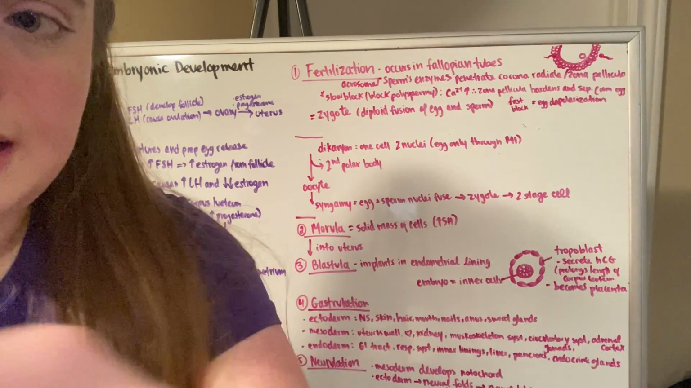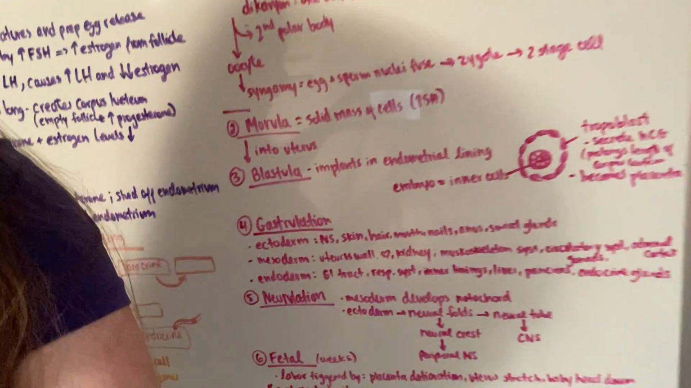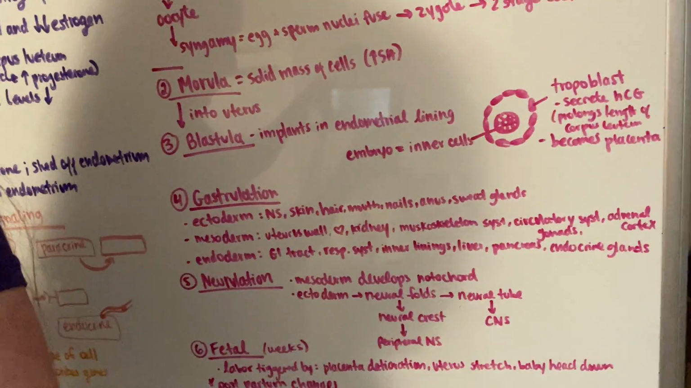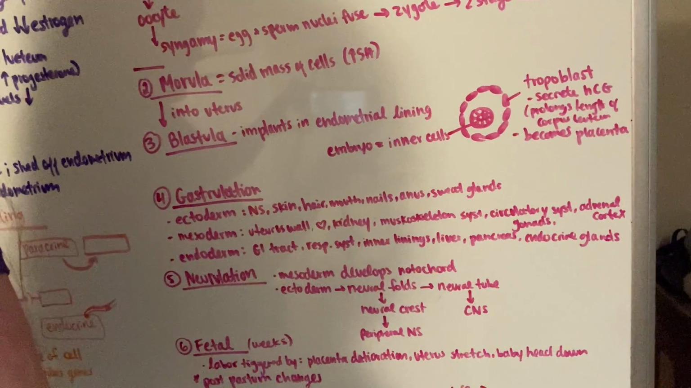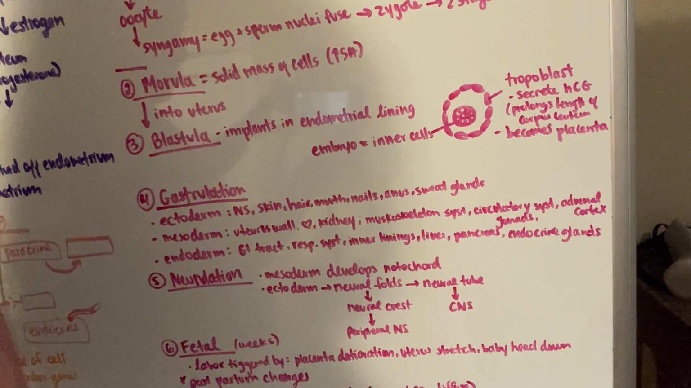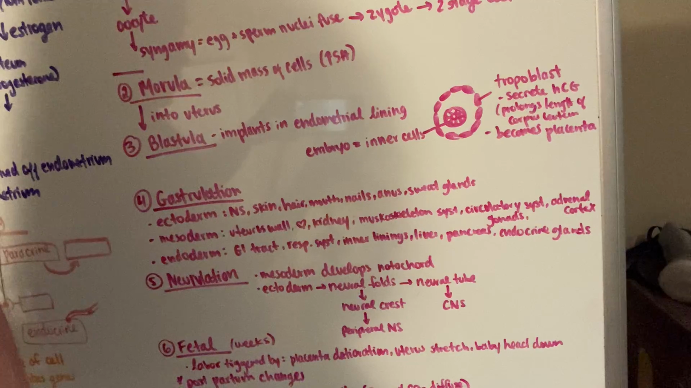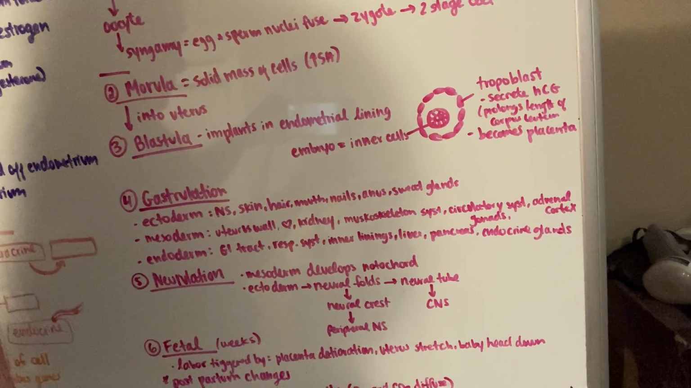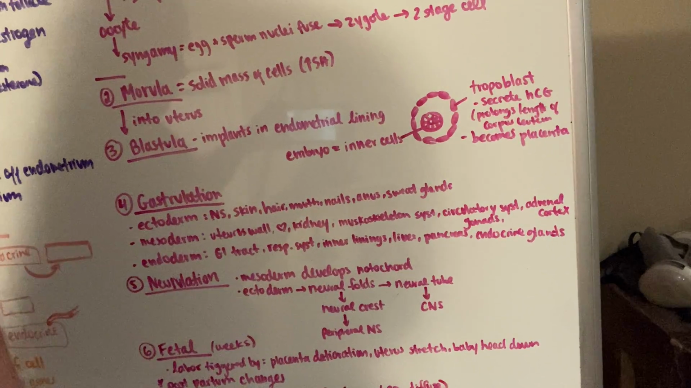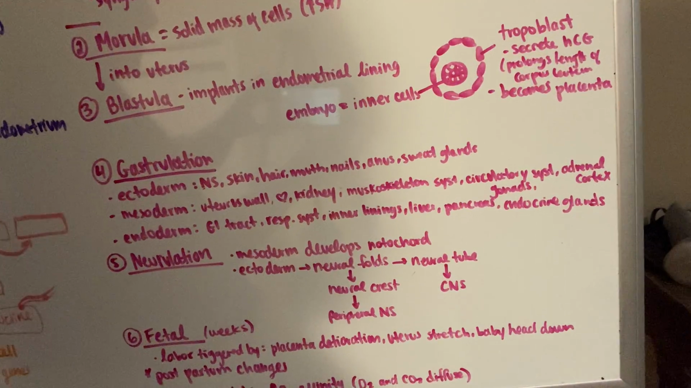Oh, you can't really see that down there. Let me just go in a little closer so you can see. Hopefully you can see that. So ectoderm to neural folds to neural tube, and neural folds also to neural crest and peripheral nervous system. And of course, neural tube gives rise to the CNS.